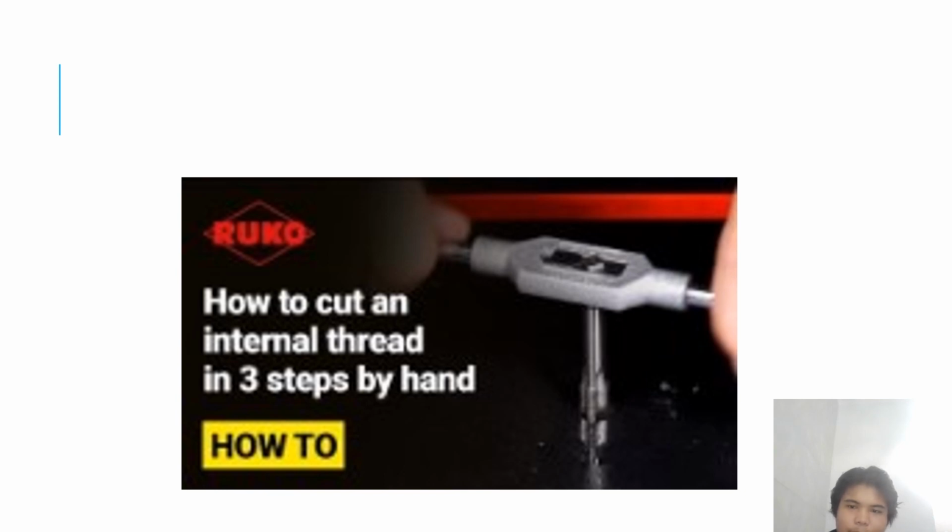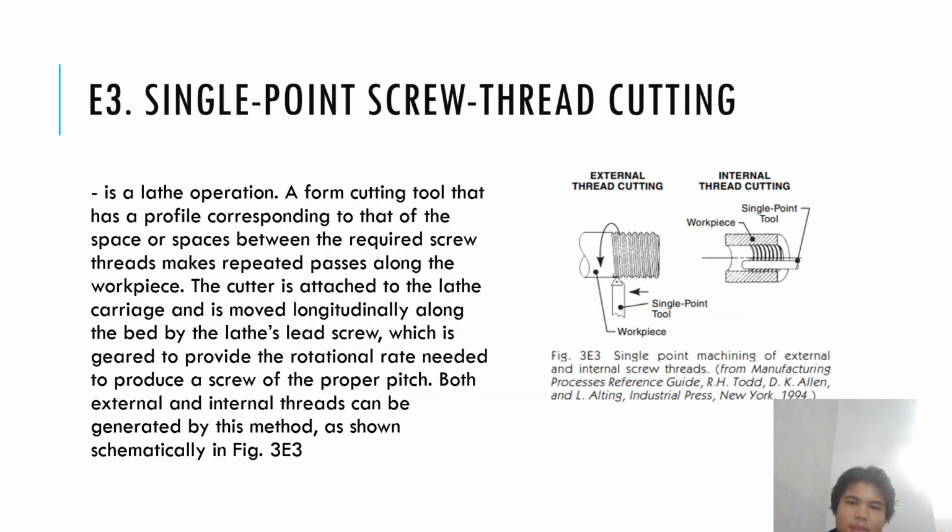That's all. Now we get into E3, single point screw thread cutting. It's a lathe operation where a firm cutting tool has a profile corresponding to the spaces between the required screw threads. It makes repeated passes along the workpiece, as you can see here. So the single point screw thread, from the top point of view: this is the hole, and the cutter moves like this along it, so it cuts with a moving single point tool.